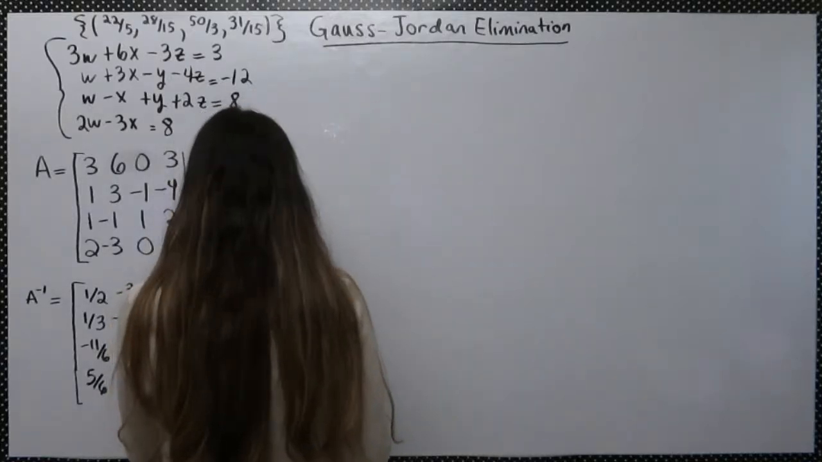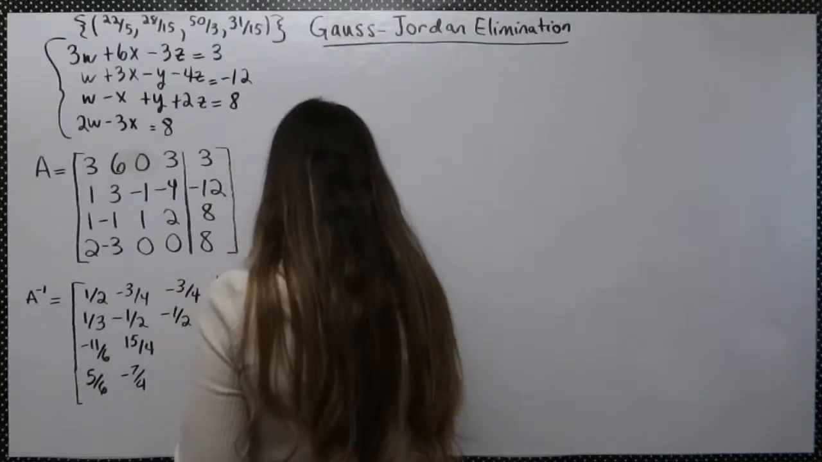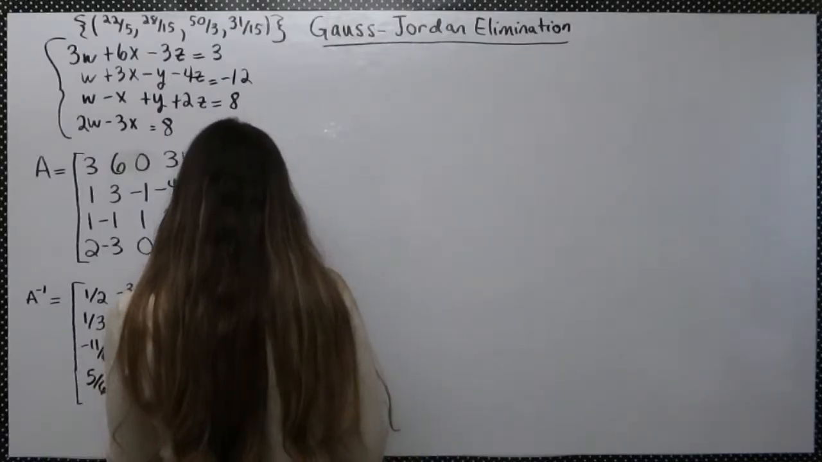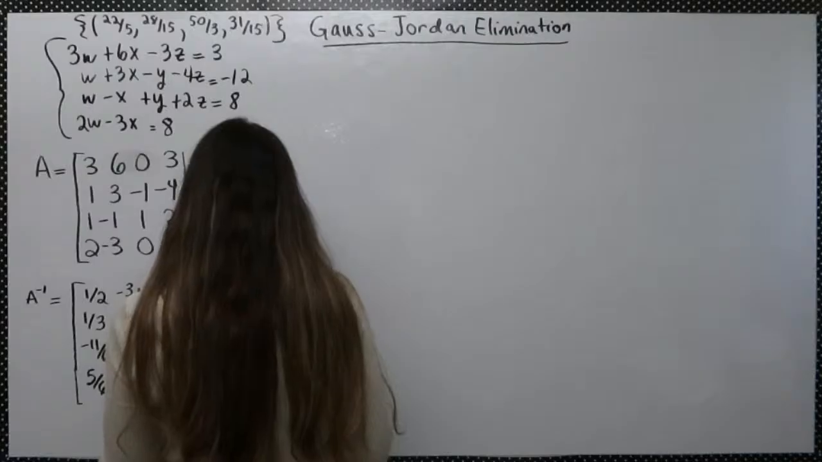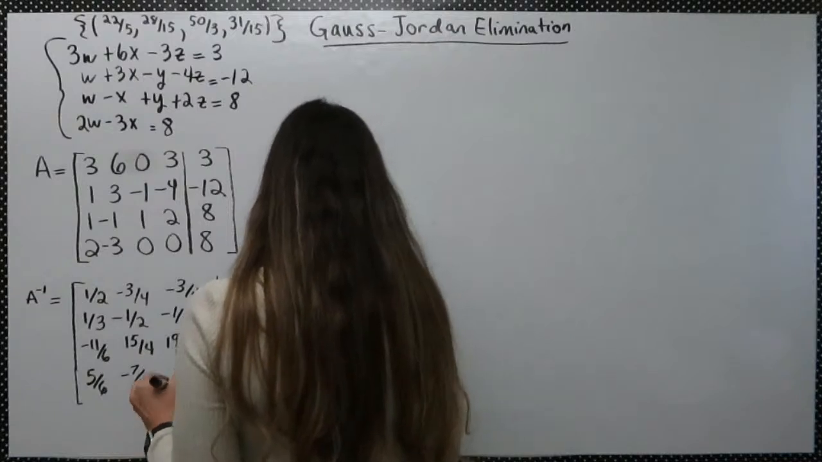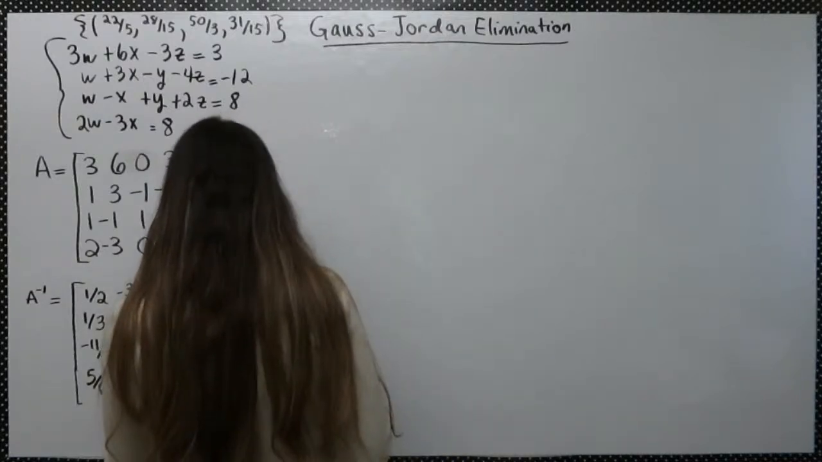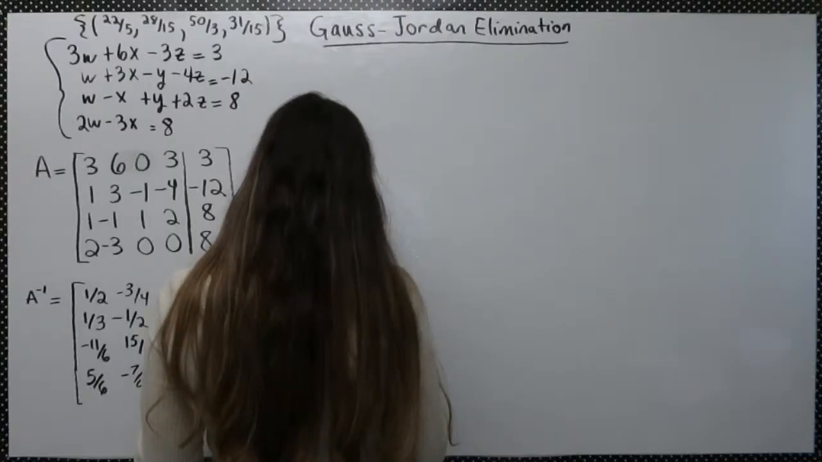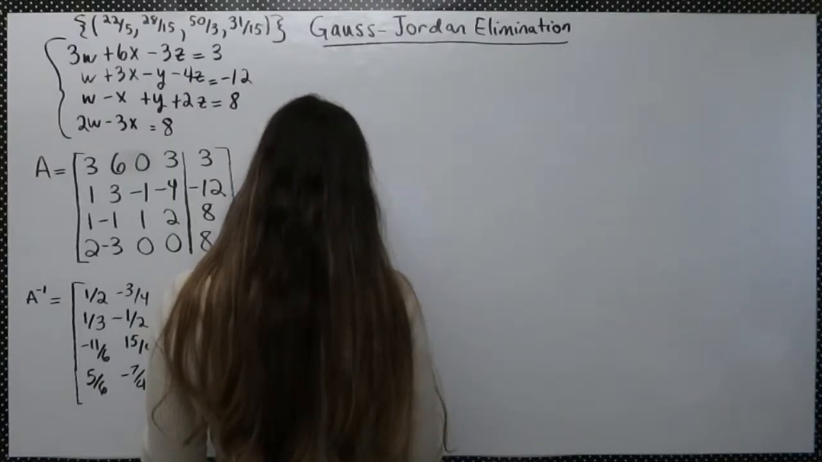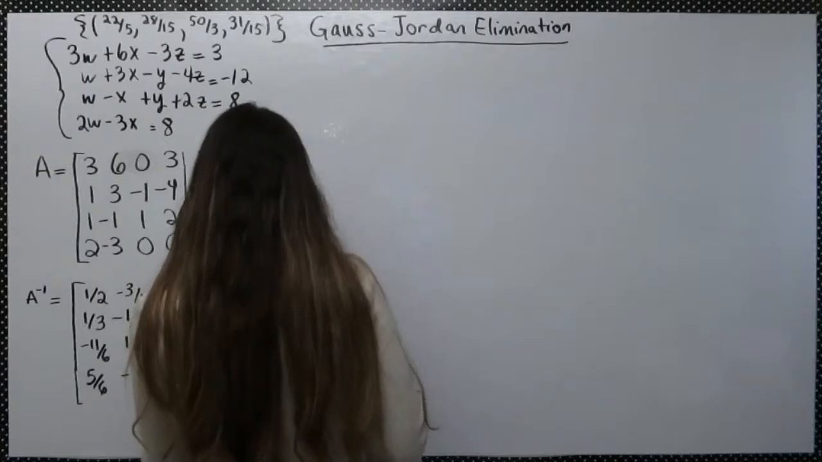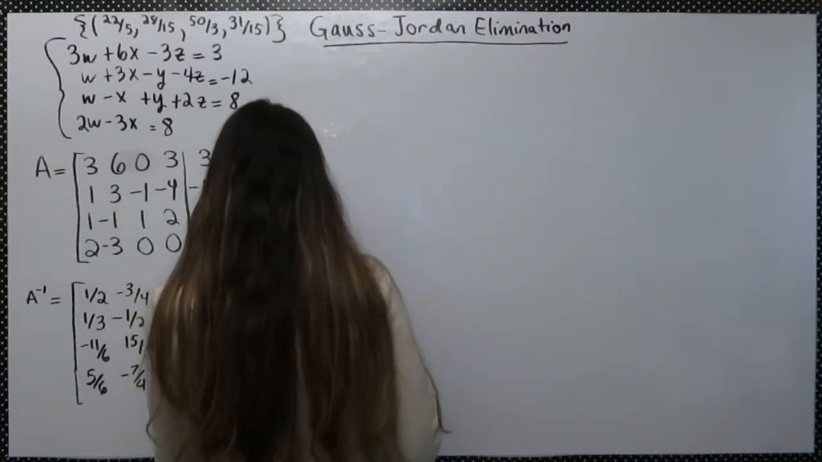-1/2, 0, 19/4. 19 does not look like a 19. -7/4. -3/2 and 1/2. All right, perfect.